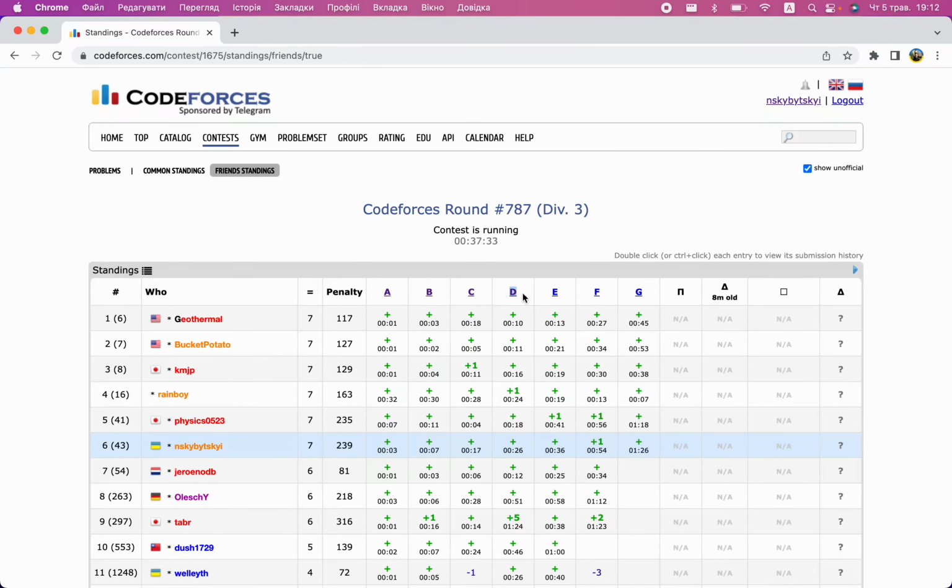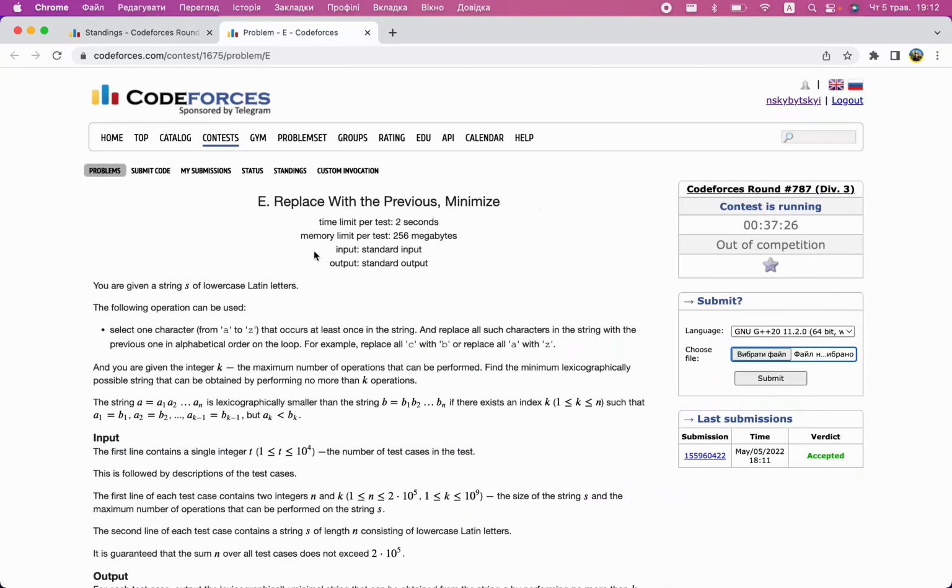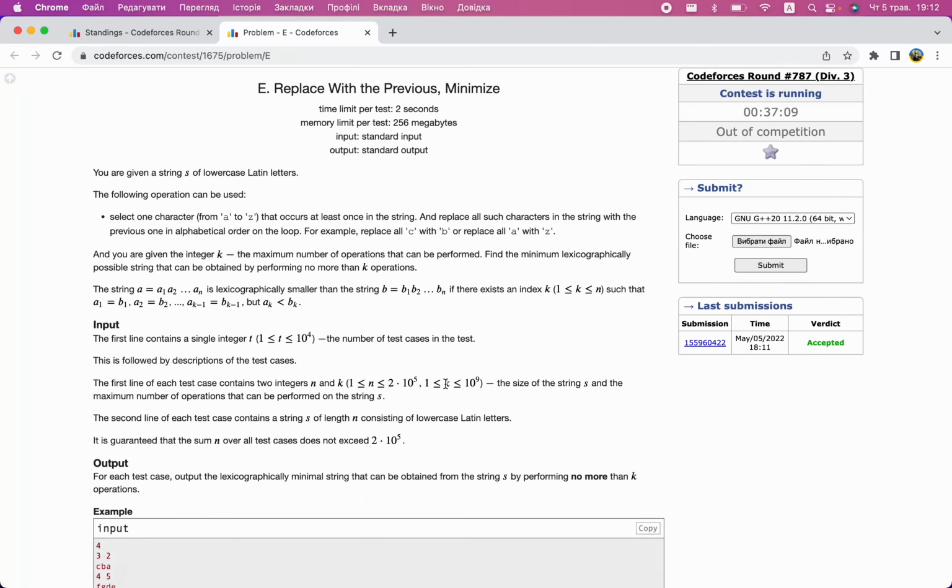So I think it's actually a good problem for explaining to people how things work in life. In problem E, we had a string of lowercase Latin letters. We were allowed to replace all occurrences of a given character with the previous character, and we want to find the lexicographically minimal string that we can obtain. And we were also given a limit on the number of operations.